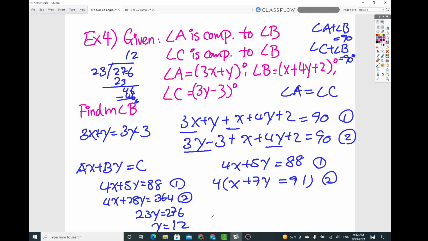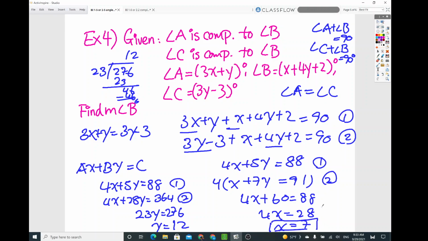And then solve for x. To do that, we need to plug the y value back into the expression. The way to solve for x is plugging back into the first equation. So 4x plus 5 times 12, which is 60, equals 88. So 4x equals 88 minus 60, which is 28, so x equals 7.